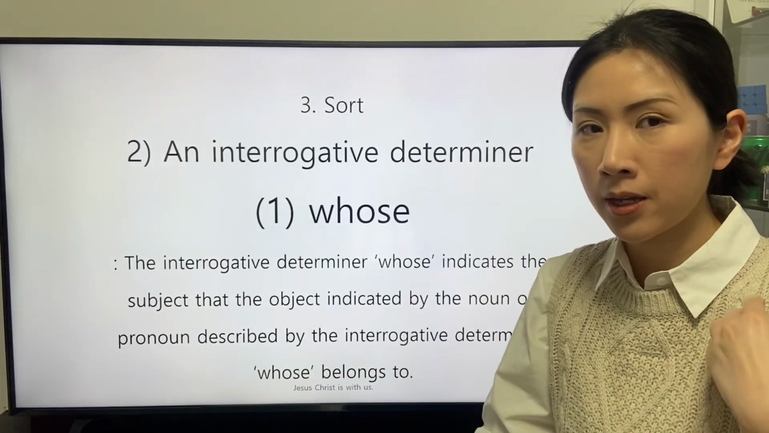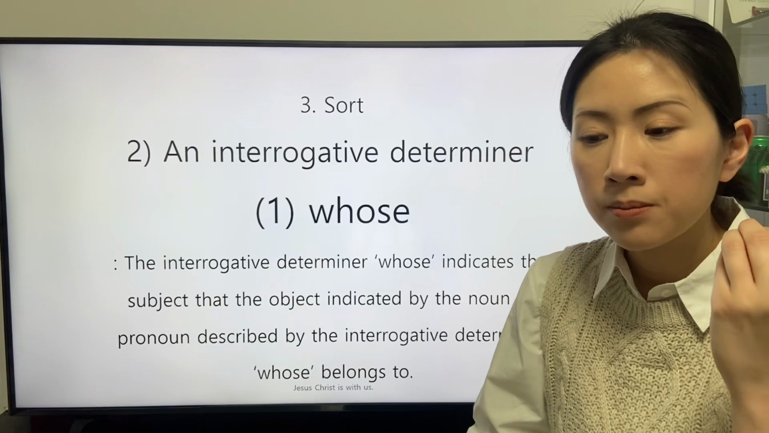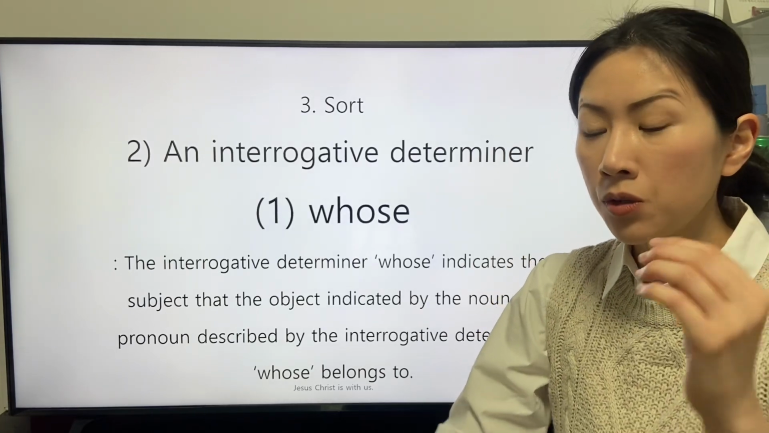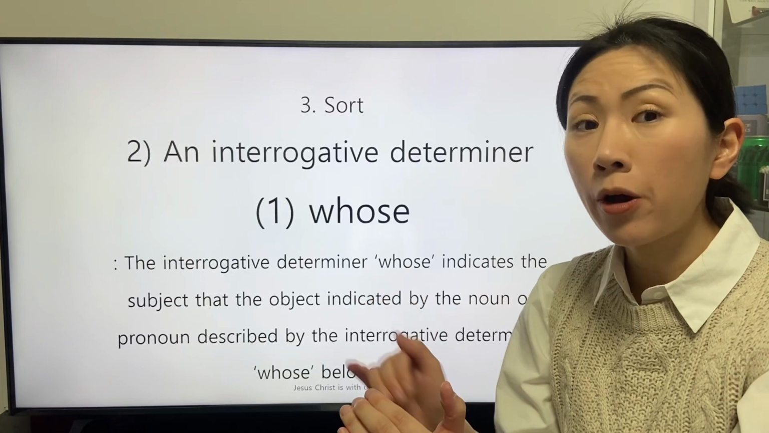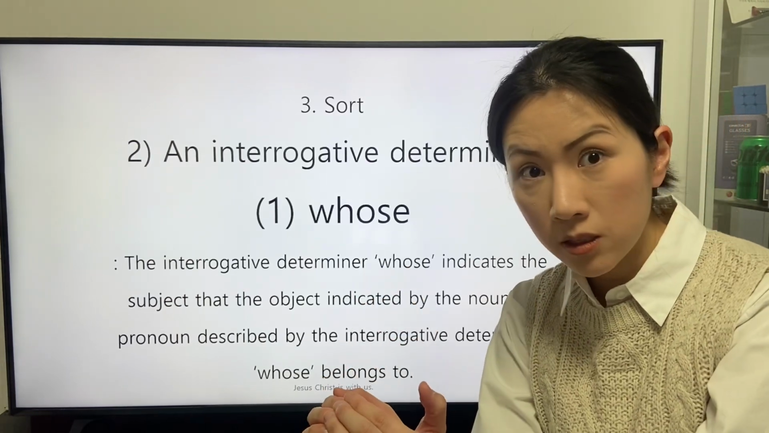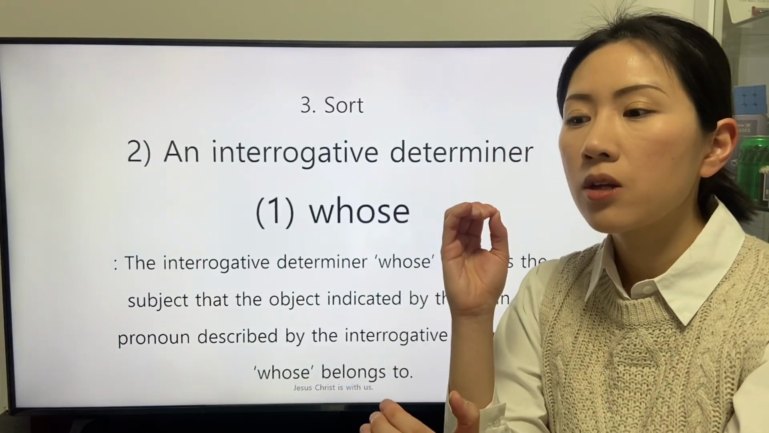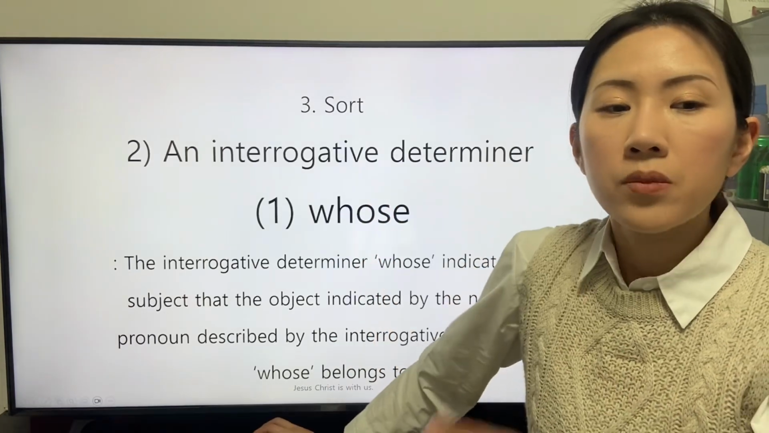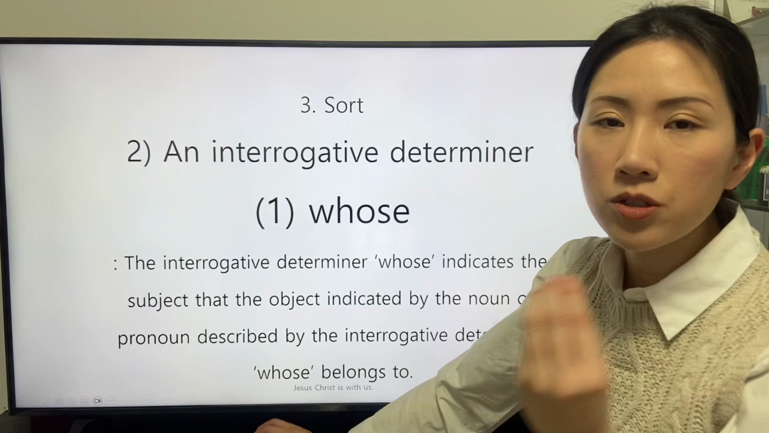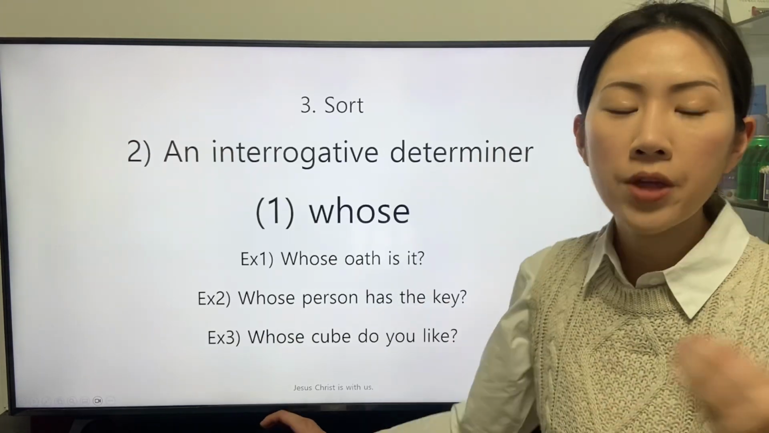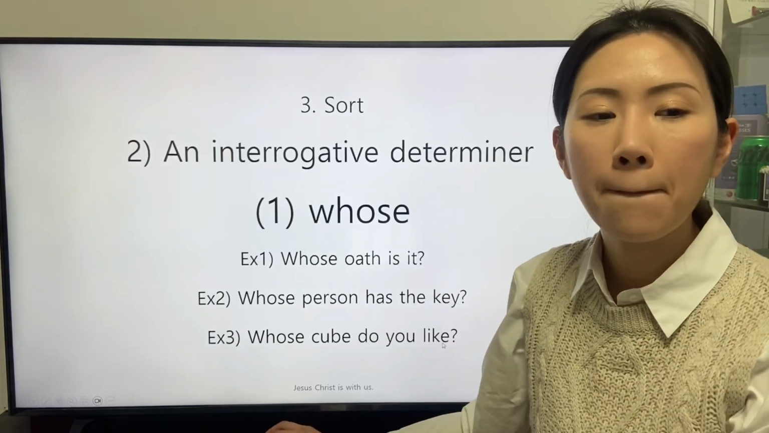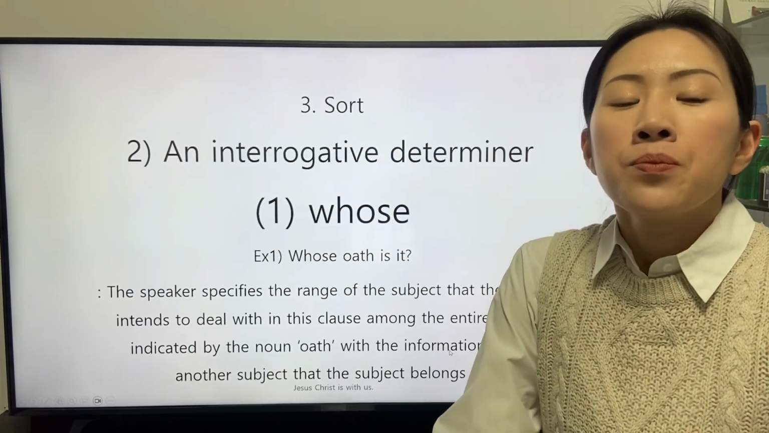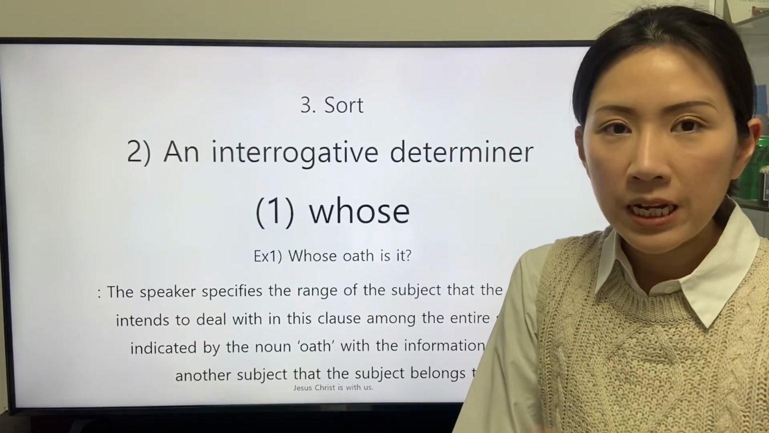So we can think that the possessive determiner specifies a part of an object with the information about whom the object belongs to. There are three clauses. The first clause is this. Whose oath is it?